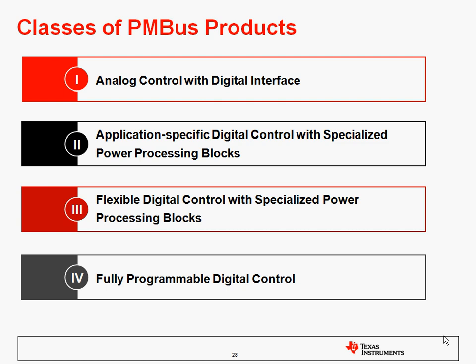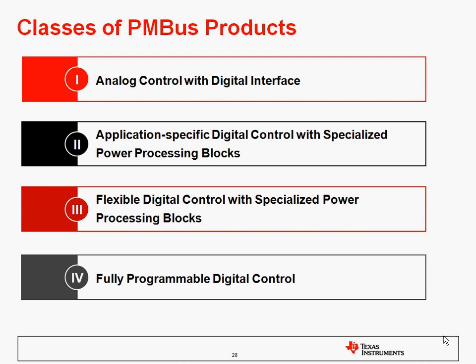So really the next step we want to talk about is classifying different PMBus products. And I'm going to talk about 4 different classes. Number 1 is analog control with a digital interface, which is just a digital interface, but the rest is primarily analog circuitry. Number 2 is an application-specific digital control circuit with specialized power processing, and somewhat of a hybrid.